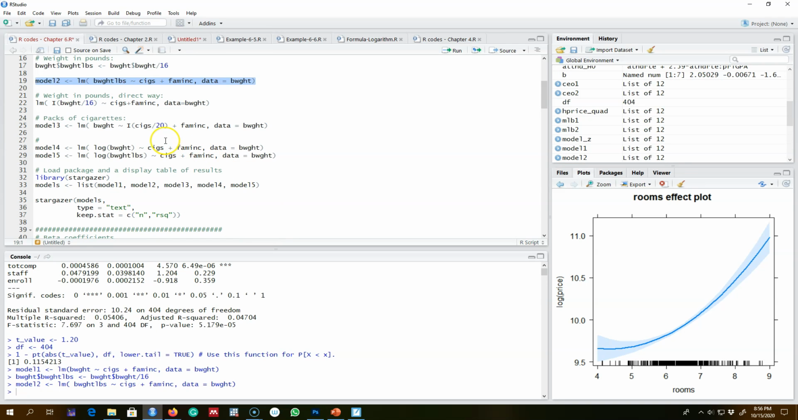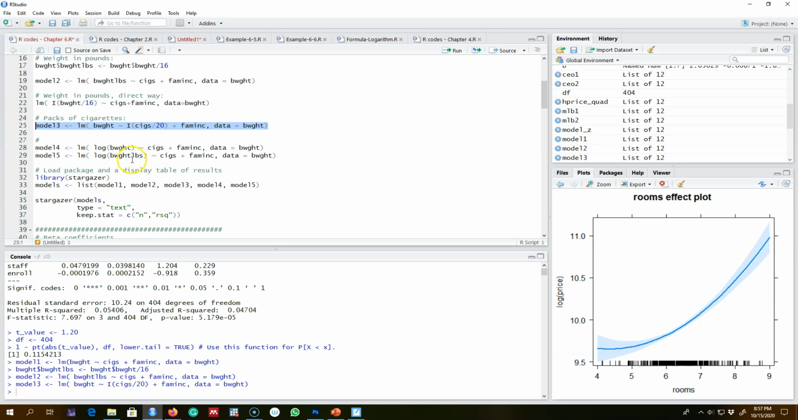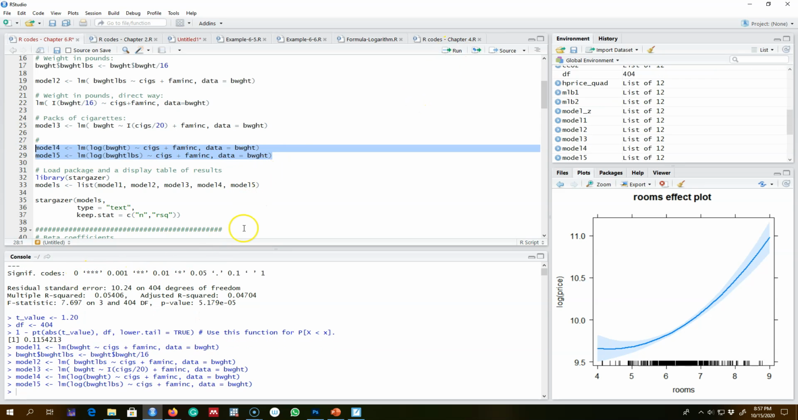In the third model, I'm going to measure the impact of smoking cigarettes on birth weight. But in this case, rather than using the number of cigarettes per day, I'm using the number of packs of cigarettes per day. Because there are 20 cigarettes in each pack, I'm going to regress birth weight on the packs of cigarettes that a female smokes while she's pregnant. So that is my third model. And my fourth model is I'm going to represent birth weight in ounces in the log form, and then I'm going to represent birth weight in pounds in the log form. So these are the five models that I'm going to regress, and then I'm going to show you all the results in a table and discuss these results.